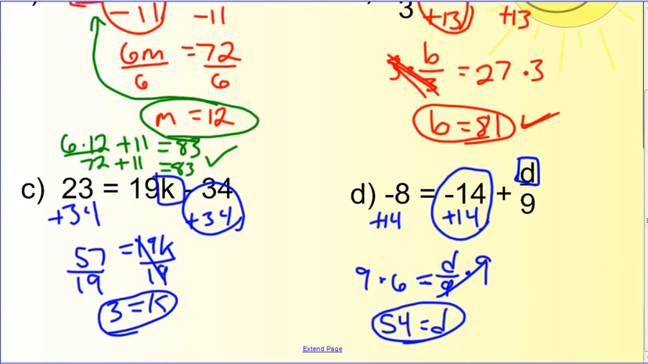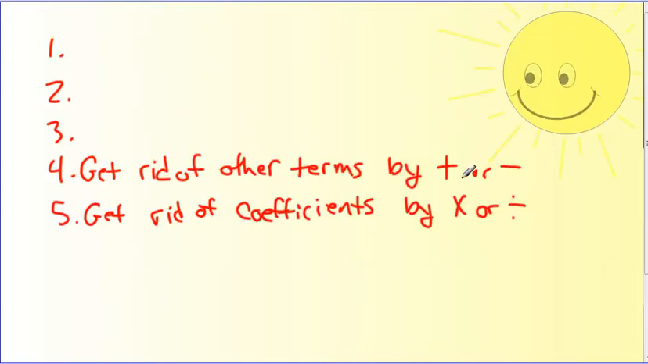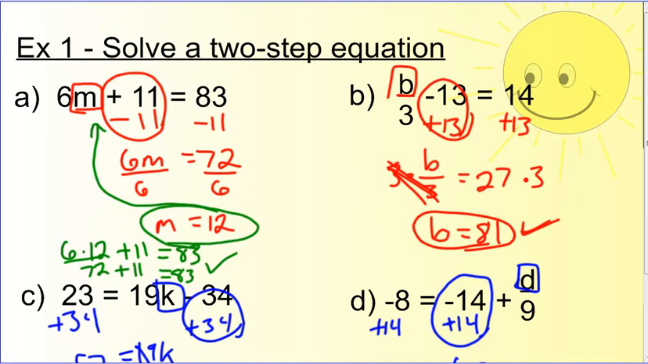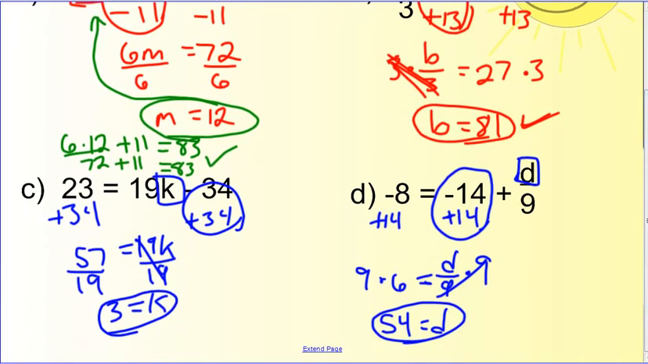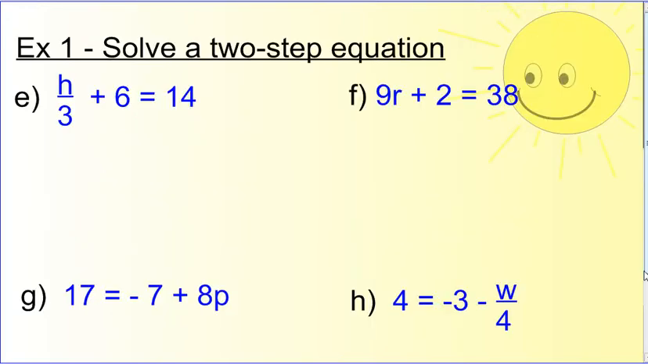Okay, so the two steps we went through: we got rid of the add and subtract first, multiply and divide second. Those things that are being added and subtracted are called the terms, and the things that are being multiplied or divided are called the coefficients. So, I'm going to have you do 4 problems. Copy them down, pause the video, do them. When you're ready to continue, hit play, and we'll go over them together.